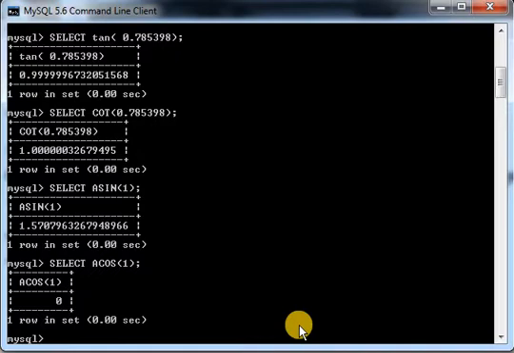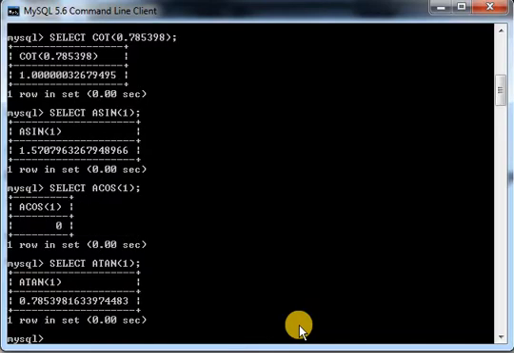Now I will check it for tan. So I will just change the cos to tan. It is 0.785398 that I had already used, and after that there are a few more digits that I have missed, so no problem. Now let's finally check it out for cot.